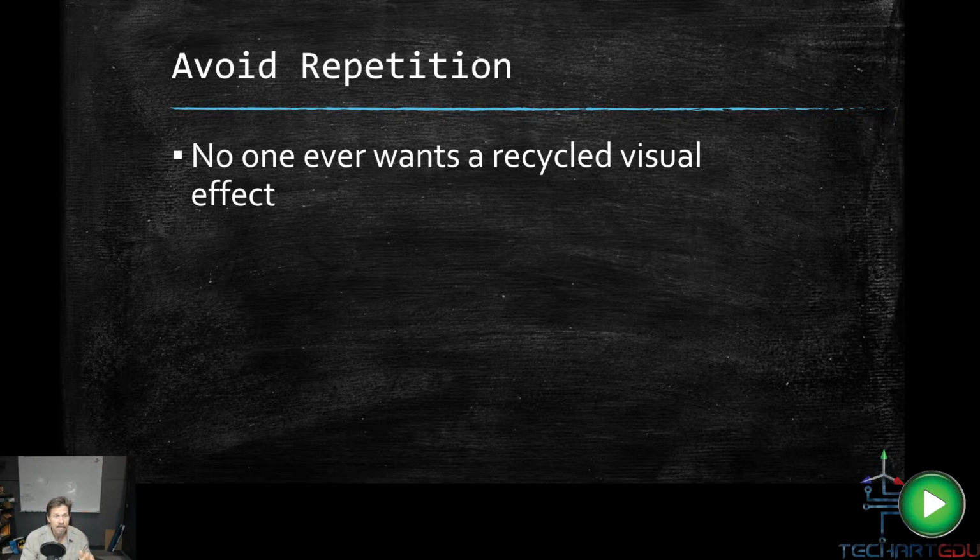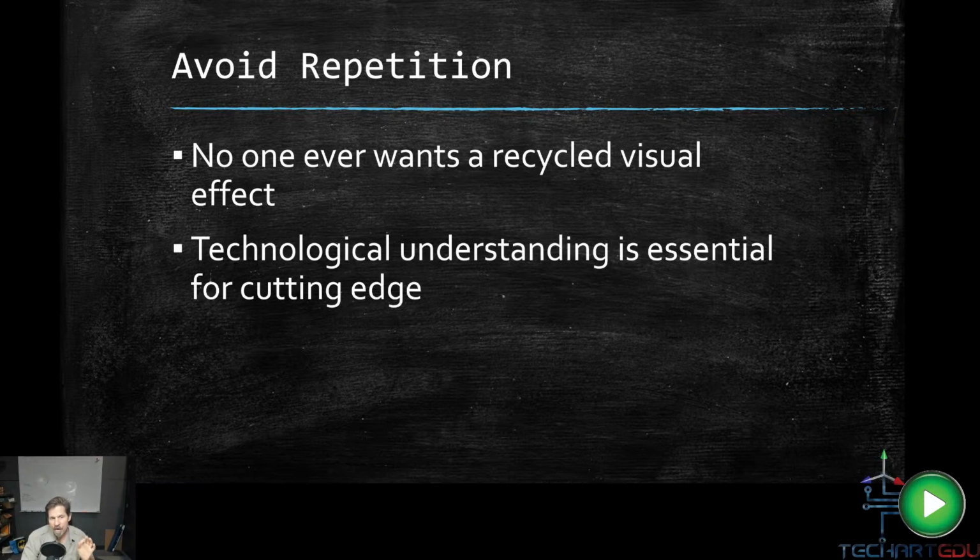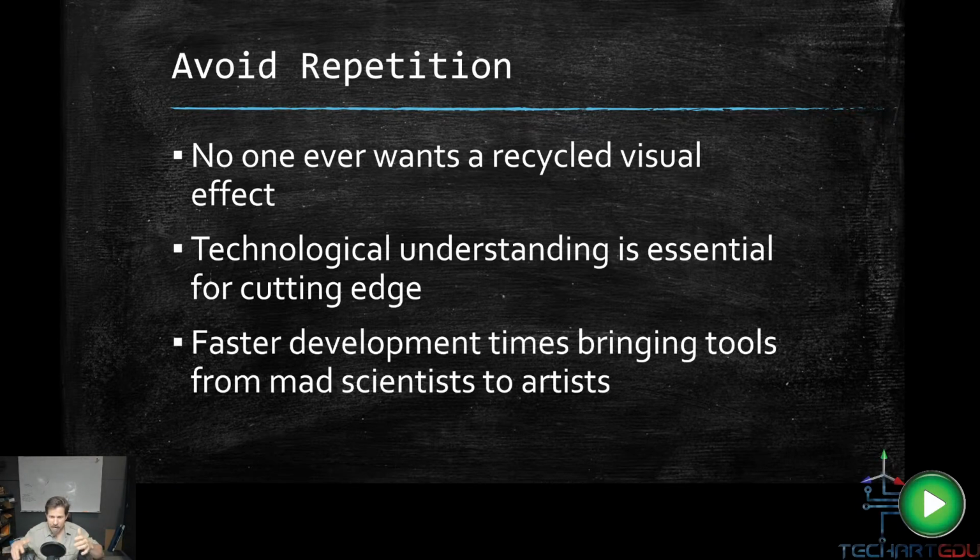And so they're going to do whatever they can to get the best quality and the newest stuff. And so if you want to really start creating that new avant-garde, the new cutting edge, you're going to need to understand a little bit of technology. However, the way that technology is going, the evolution of getting the tools that once only belonged to mad scientists is now getting faster and faster, and it's moving into the hands of artists faster and faster.